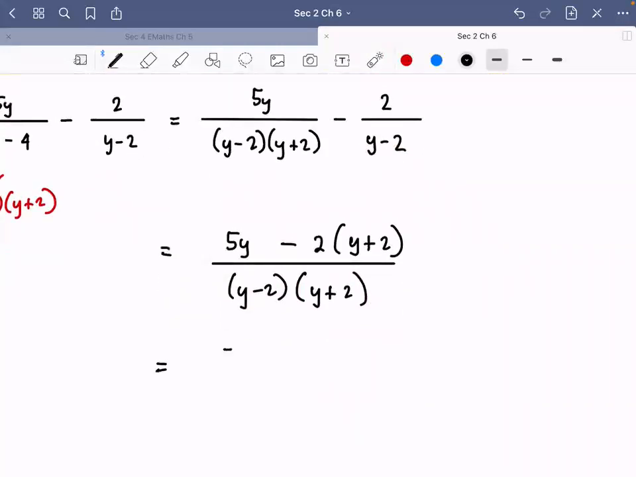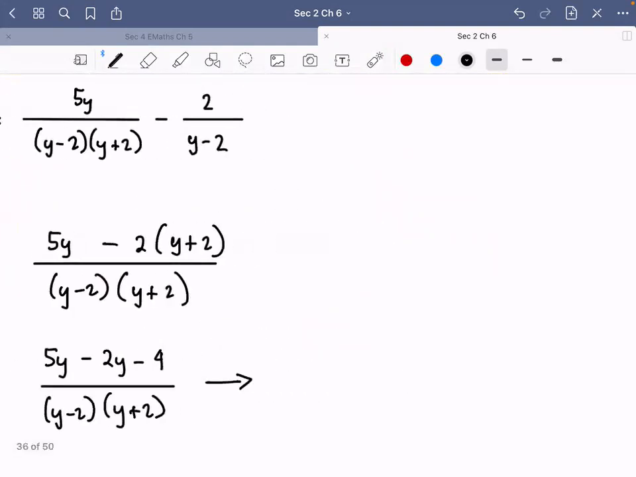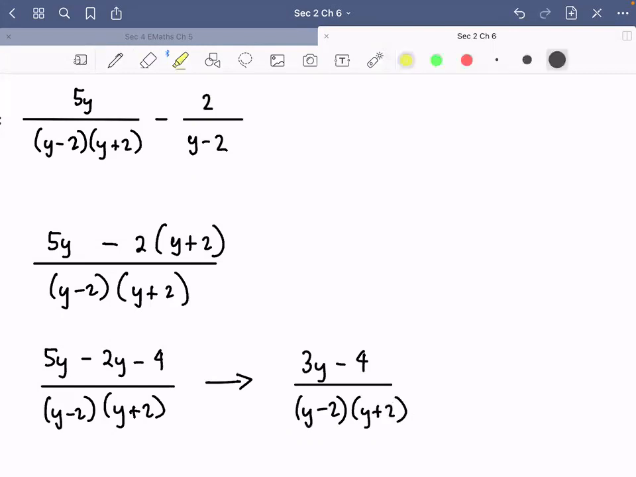So let's simplify that. 5y minus 2y minus 4 over y minus 2, y plus 2. Okay, let me write it here. To simplify that, my final answer is 3y minus 4 all over y plus 2 times y minus 2. Alright, so that's your final answer there.